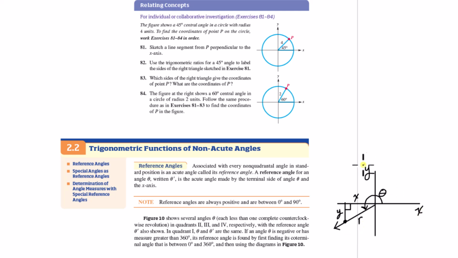Now, some other things to note. If you've got coterminal angles, so this angle plus 360 or minus 360, coterminal angles have the same reference angle, which makes sense. What else? If you have an acute angle, then that angle and its reference angle are the same. Any acute angle has a reference angle that's the same as the angle itself.